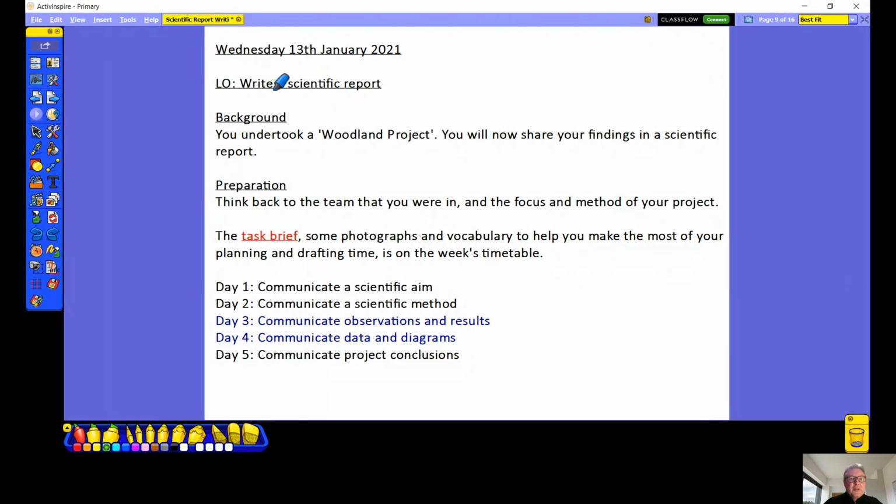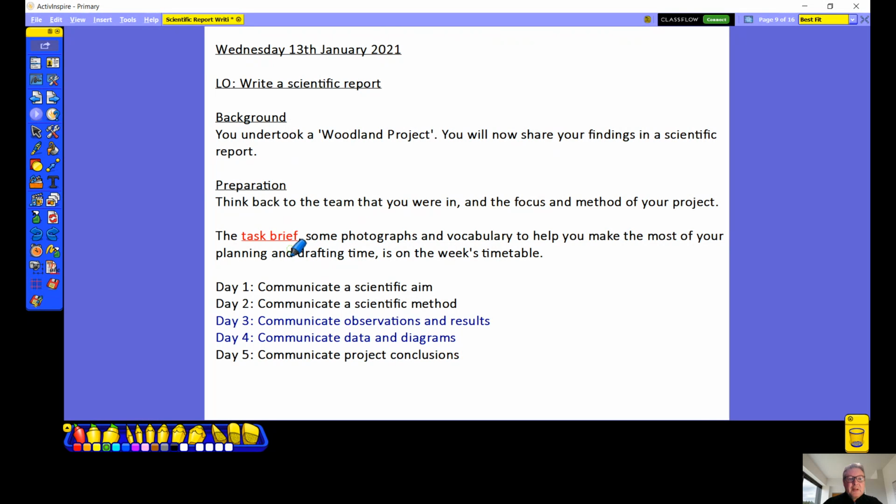So here we go. It's Wednesday the 13th of January. We're learning to write a scientific report. A reminder of the background: your report is about the Woodland project, and you're writing about the investigation that you did as part of your team.